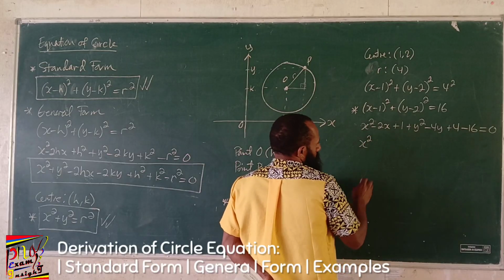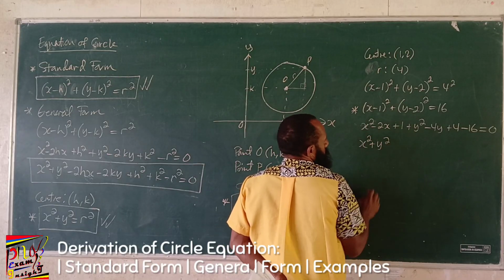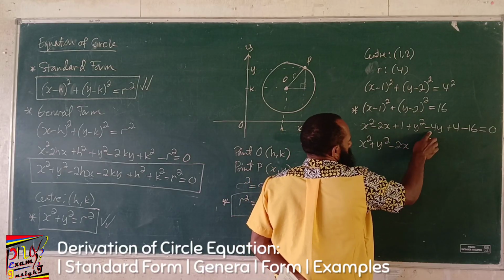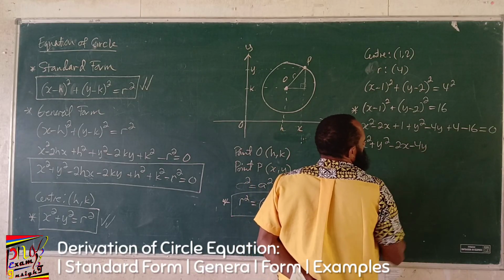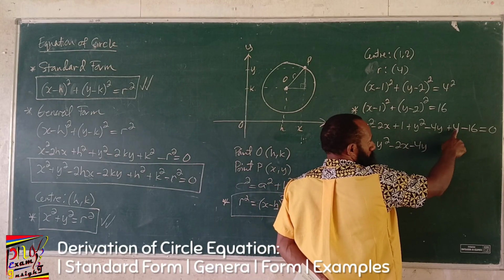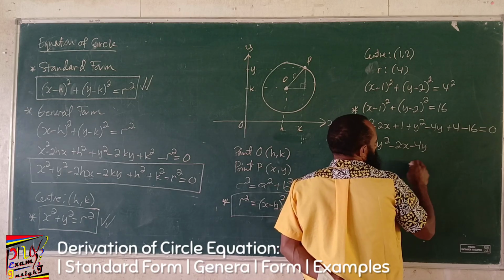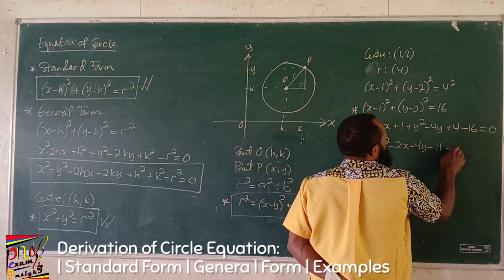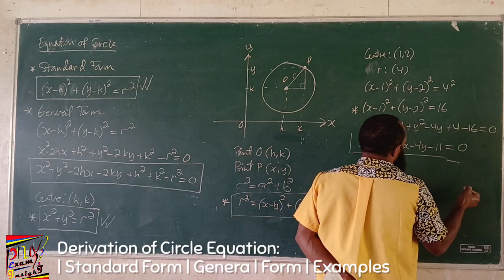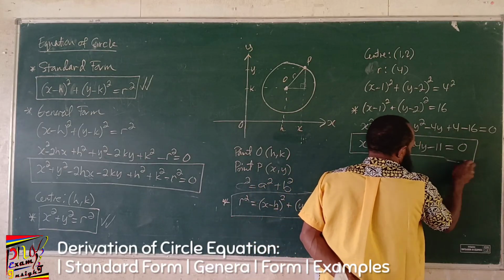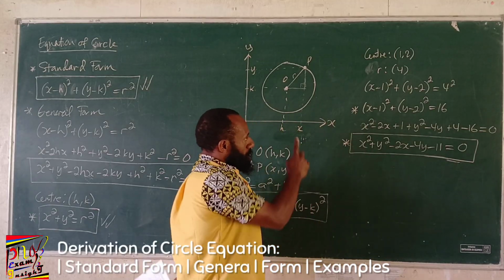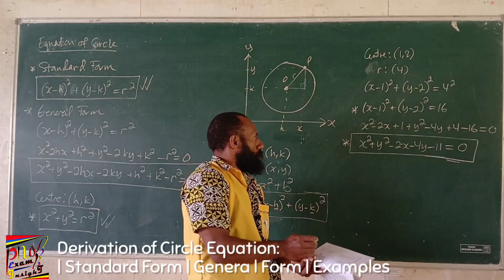Now let's arrange them: x squared plus y squared, minus 2x, minus 4y. Then the whole numbers: 1 plus 4 is 5, and 5 minus 16 is minus 11, all equals 0. So that equation is in general form. So you have a standard form and a general form.